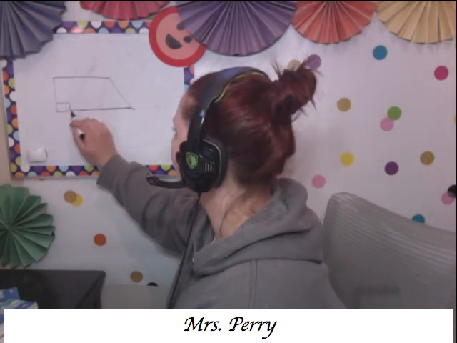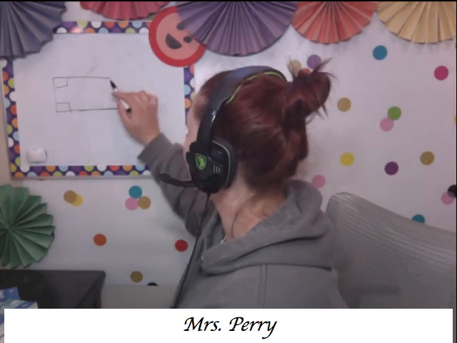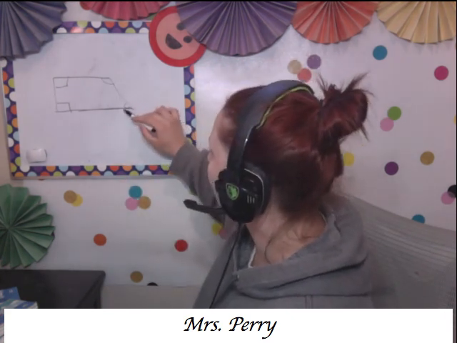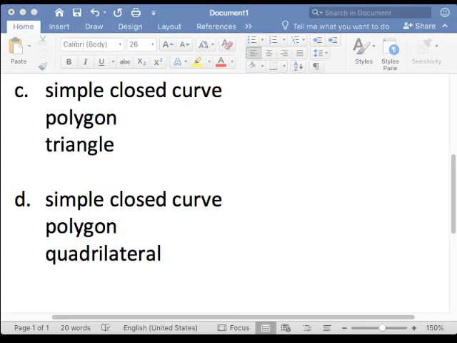Look at my drawing. So we have a right angle here. We have a right angle here. Ooh, but we do not have a right angle here or here. Do you guys see that? So not 4 right angles. And if it's not a rectangle, then it cannot be a square.